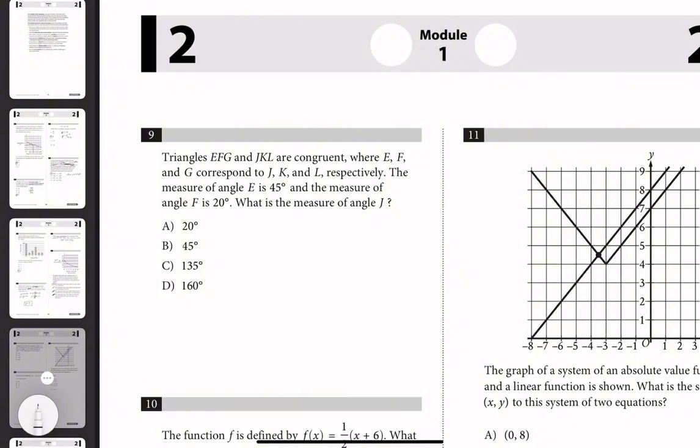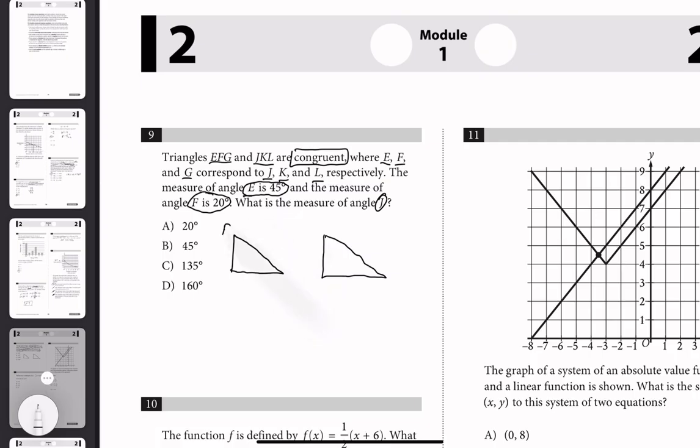Question 9. Triangles EFG and JKL are congruent, where E, F, and G correspond to J, K, and L respectively. The measure of angle E is 45 degrees, and the measure of angle F is 20 degrees. What is the measure of angle J? Whenever I get these geometry questions, I like to draw them out. So we know that angle E is 45. I'm just going to draw two triangles like so. We know they're congruent, so they're going to be the exact same size and have the same angles.